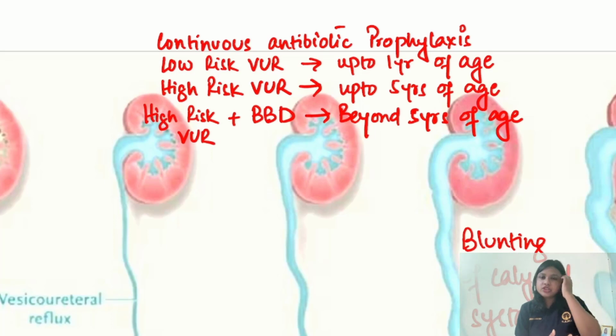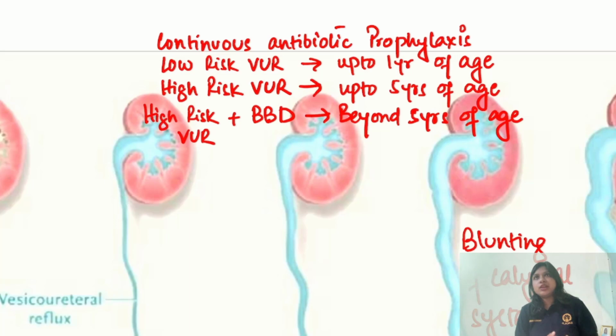Like in one question of INICET, there was one option: the chance of recurrent UTI increases in uncircumcised males, and it increases the chance of vesicoureteric reflux. So it is a true statement. In males who have not undergone circumcision, the chance of recurrent UTI increases, and in a way it increases the vesicoureteric reflux. And if the child is having bowel and bladder dysfunction, that is constipation, then there is also an increased chance of vesicoureteric reflux.